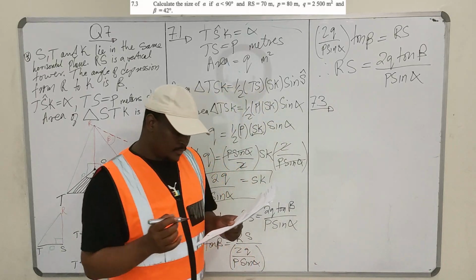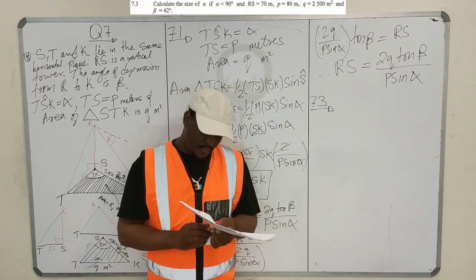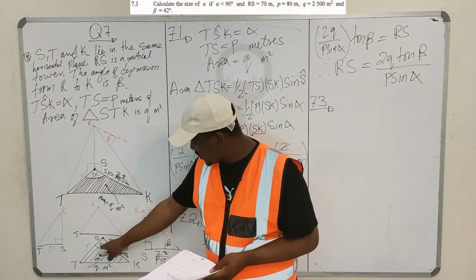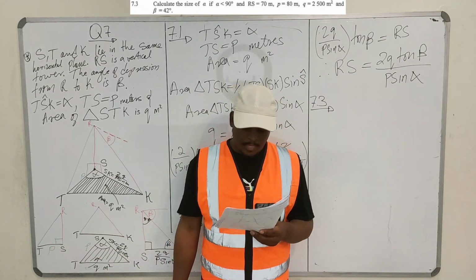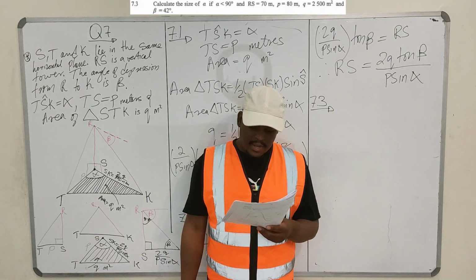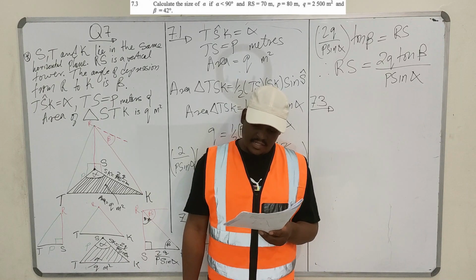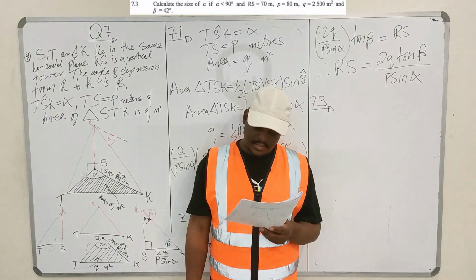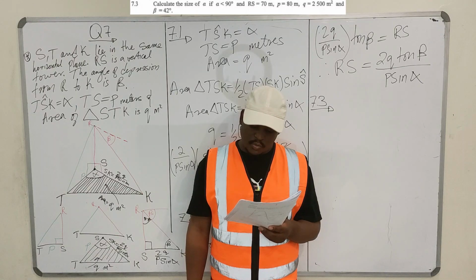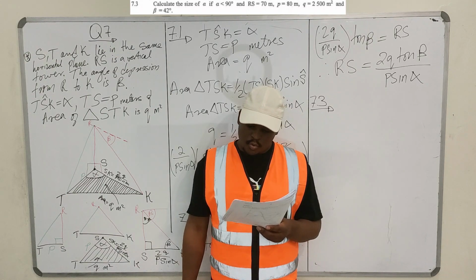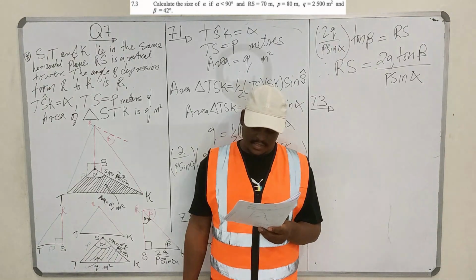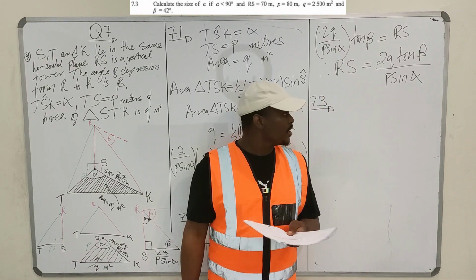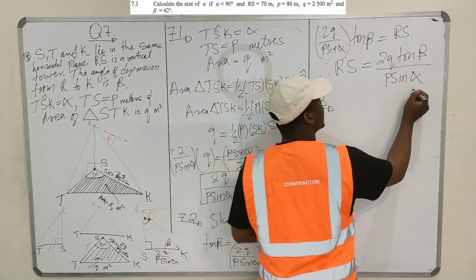What are they saying? They are saying, calculate the size of alpha. What is alpha? This angle over here. If your alpha is less than 90 degrees, RS is equal to 70 meters, P is equal to 80 meters, and Q, the area, is equal to 2,500 square meters, and beta is equal to 42 degrees. So they wanted to find the value of alpha, right?